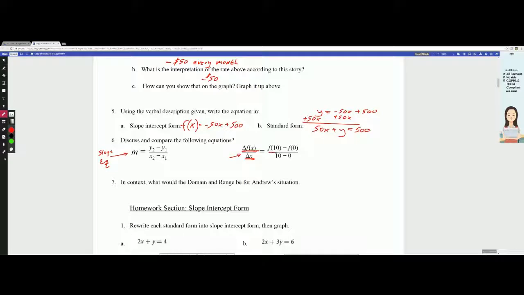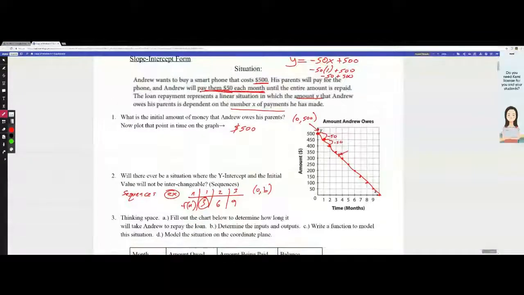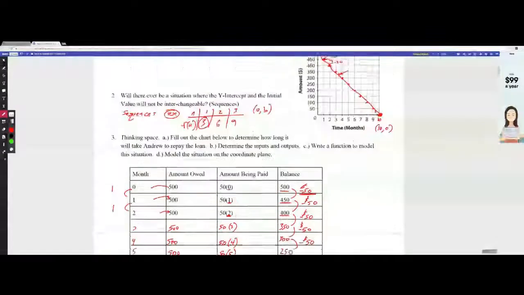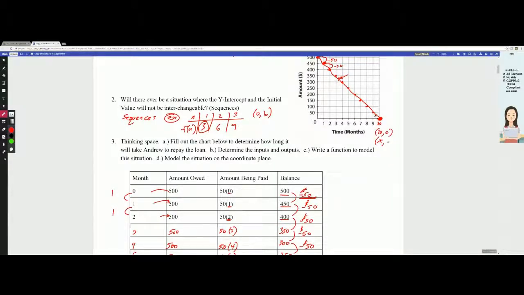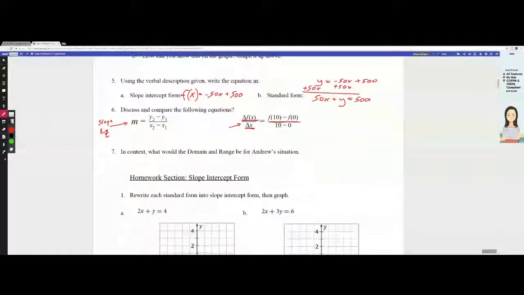So what does this mean over here? Well, we have f of 10. Now, what does f of 10 mean? F of 10 means, if you look here at our table, where was the ordered pair when we were at 10 months for Andrew? Oh, it's at (10, 0). So this means basically we have our x and we have our f of x value. So when x was 10, what was our f of x value? 0. So f of 10 equaled 0.